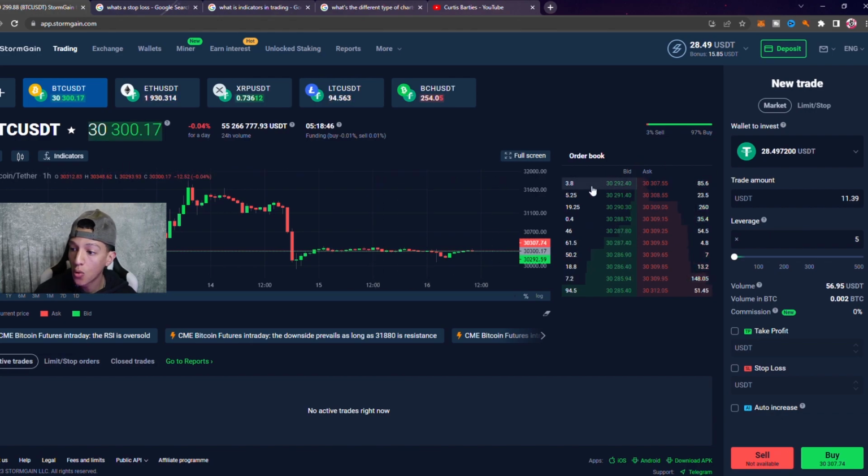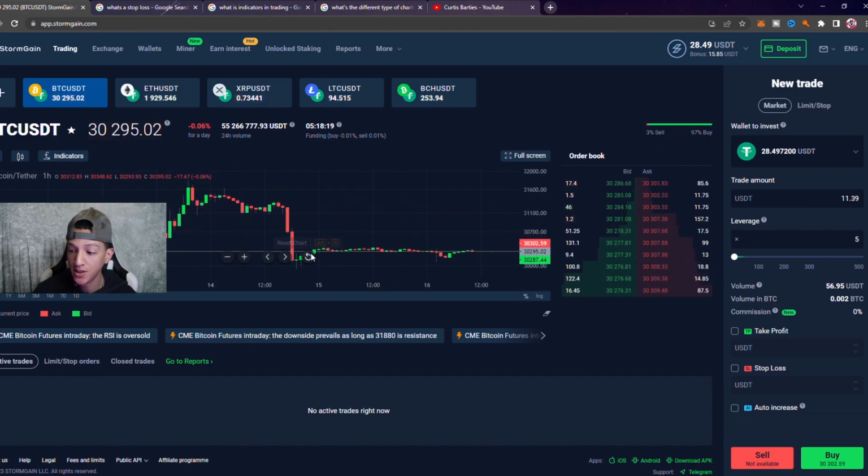So here we got the order book. The order book is basically just all the buyers and sellers. As we can see, these are the buyers on this side, and these are all the sellers on this side. So on StormGain we have a 97% buy rate. So more people are buying Bitcoin, which means just a little bit more bullish, and there's more demand for it, and there's a 3% selling rate on StormGain. So this is also a small indicator of what's happening on StormGain itself.